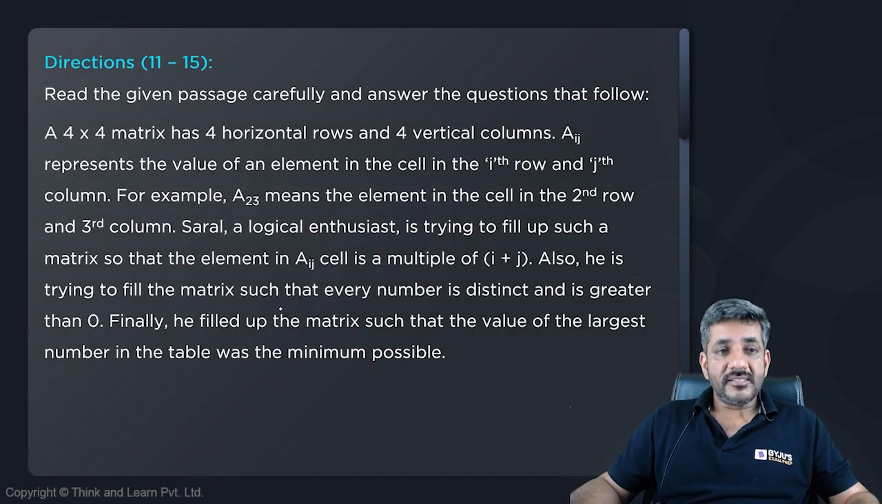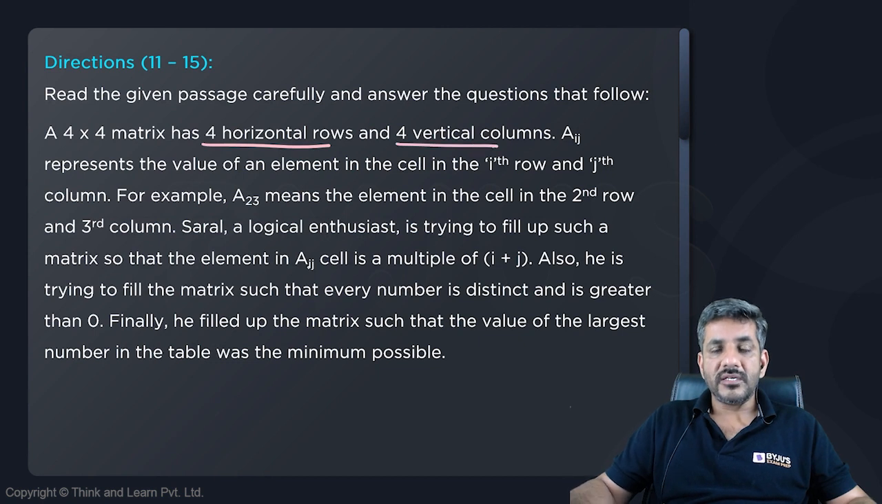So let's start with this case now. A 4 into 4 matrix has 4 horizontal rows and 4 vertical columns. Aij represents the value of an element in the cell in the ith row and in the jth column. For example, A23 means second row, third column.